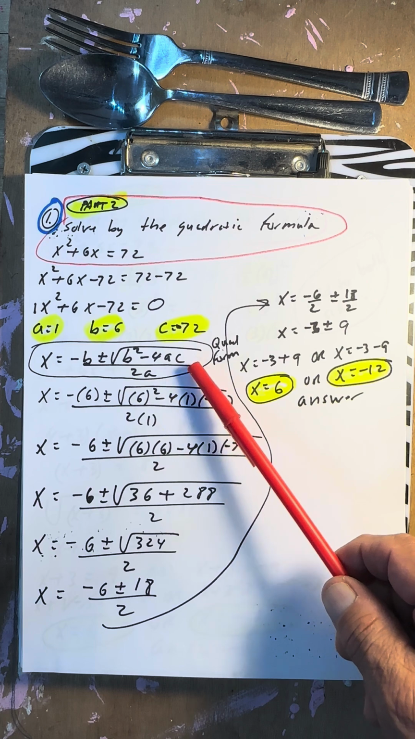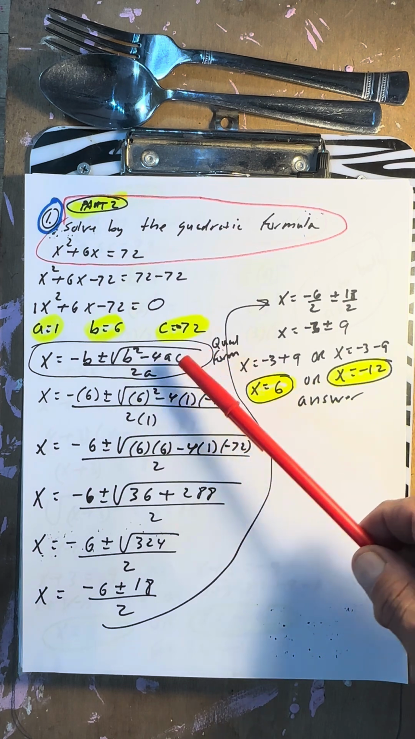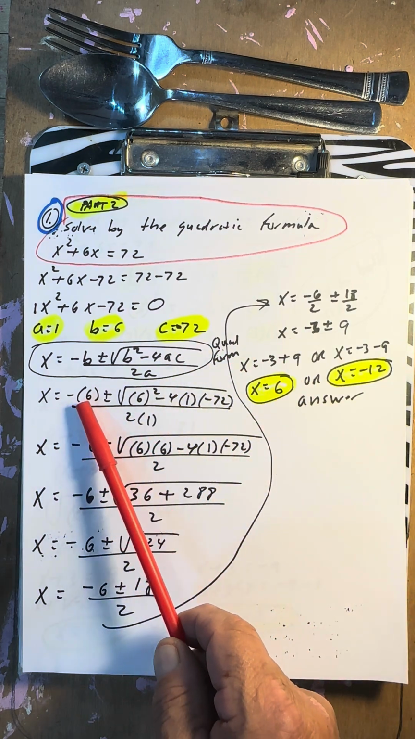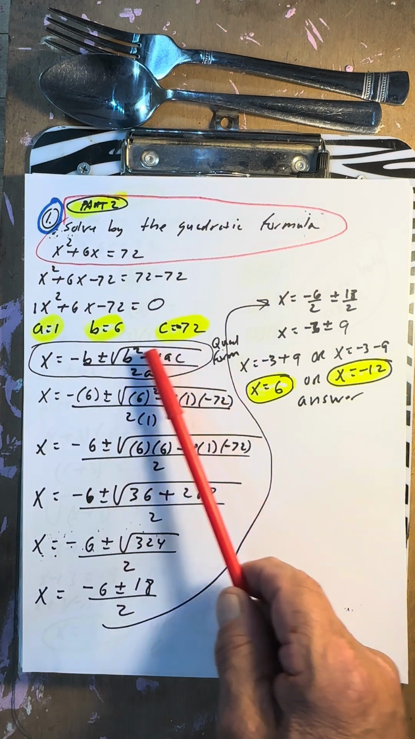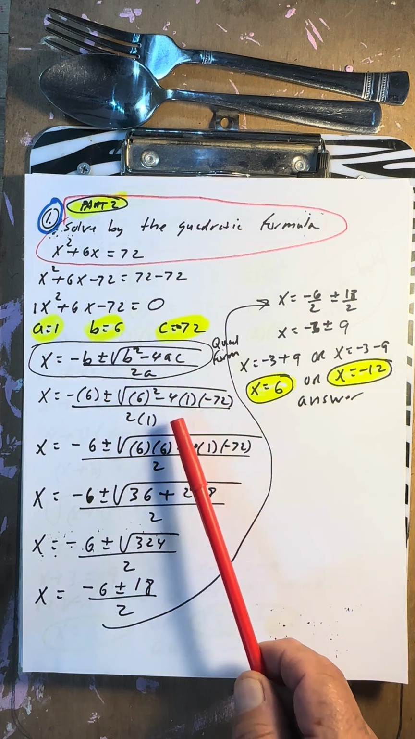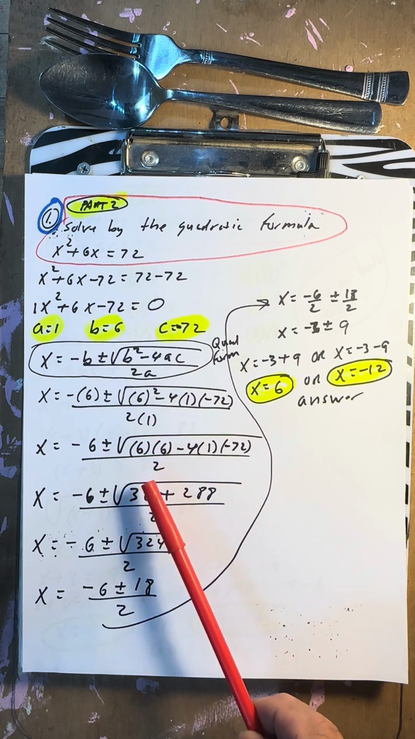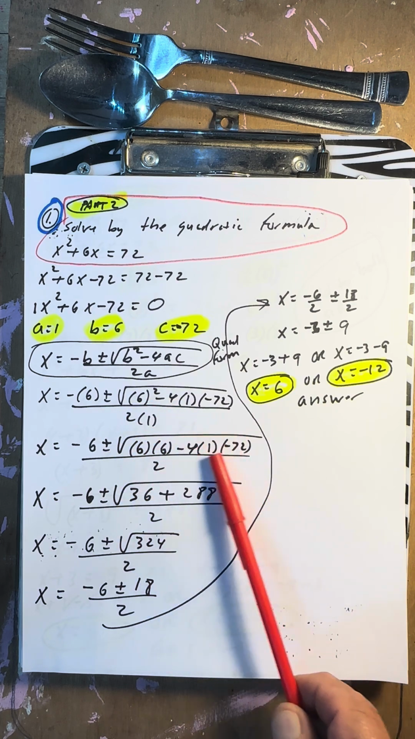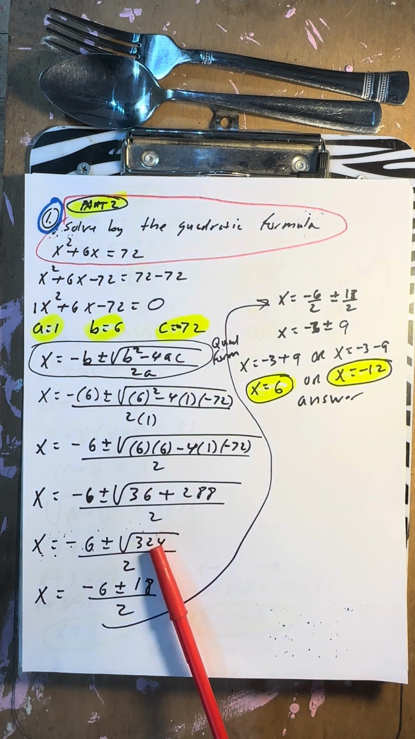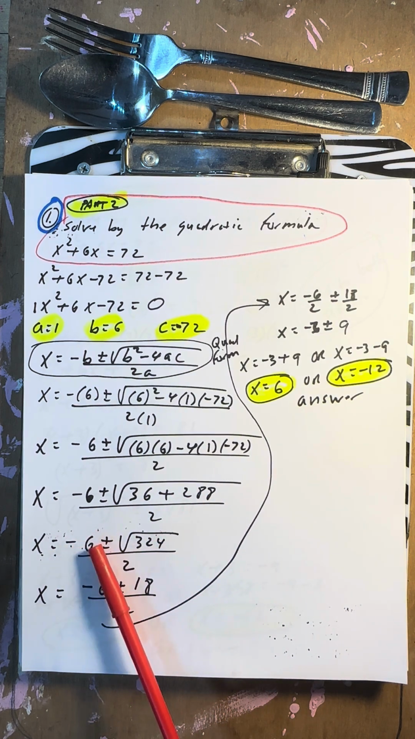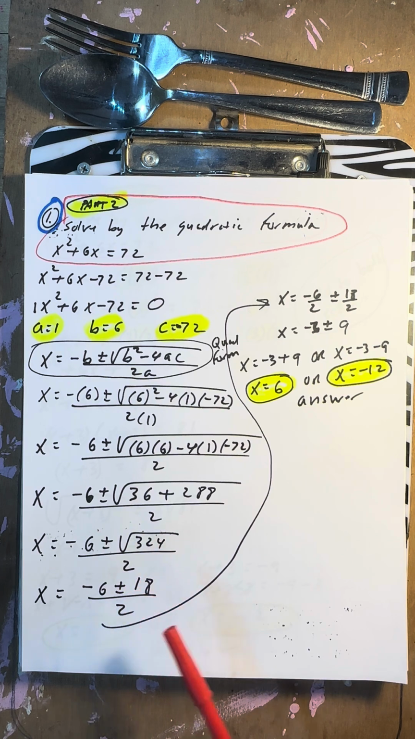Now, there's a quadratic formula. Put the numbers in there. So you have negative of 6 plus or minus square root of 6 squared minus 4 times A times C. All these numbers from right there go here. Now, 6 squared means 6 times 6, which is 36. And all these numbers together multiply is going to give you 288. Add them together, you get 324. And negative 6 plus or minus square root 324.